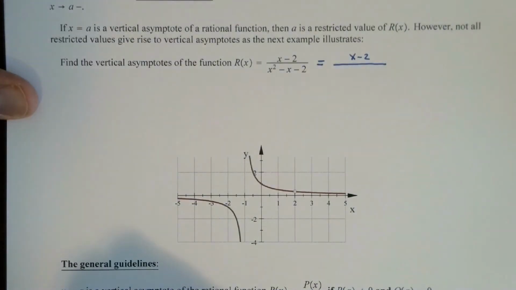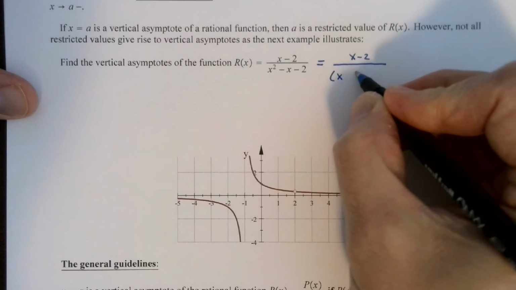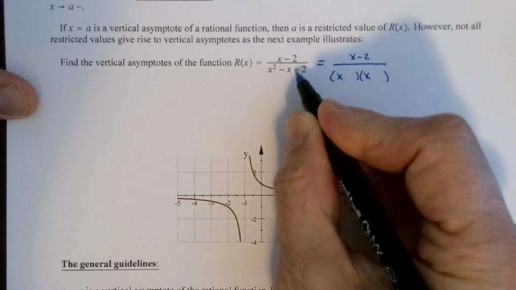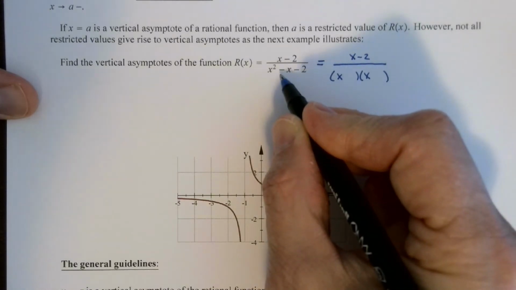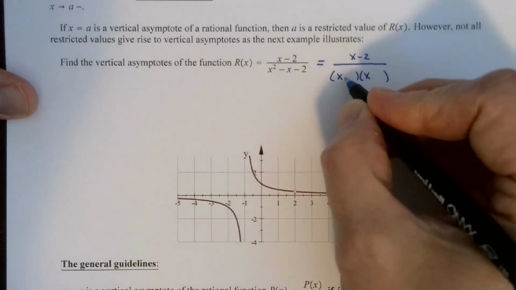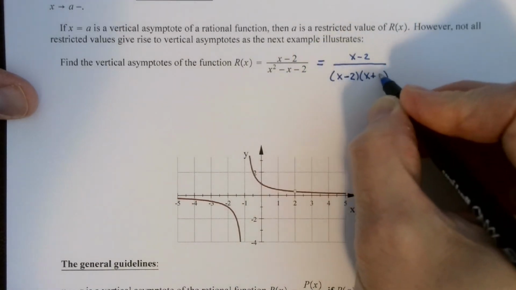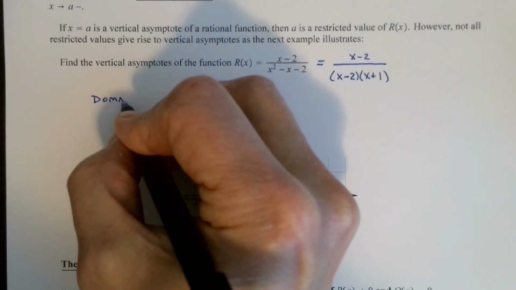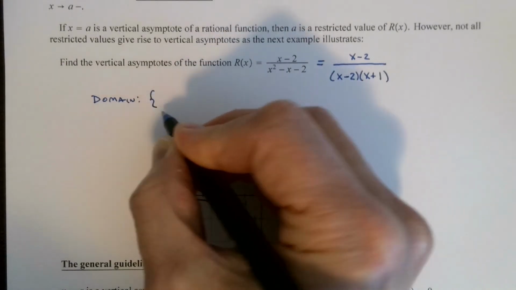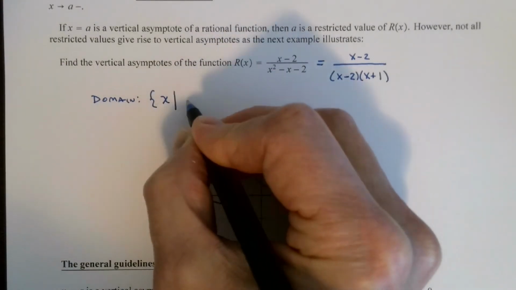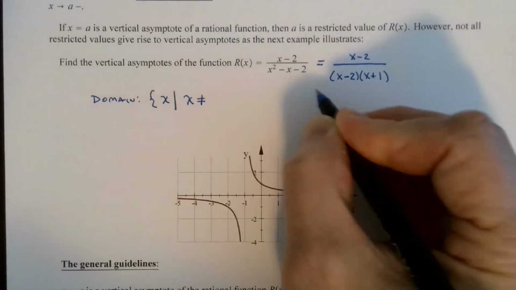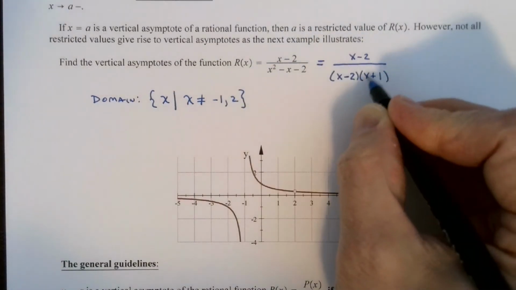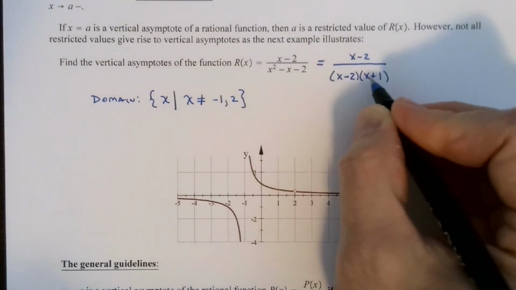You should be able to factor that, right? Since the coefficient in front of x squared is 1, we've got the product of the two numbers is negative 2, and they add together to give you negative 1. So it's got to be negative 2 and plus 1. So I can clearly see that the domain for the function r of x is all real numbers x such that x is not equal to negative 1 or 2. Right? If it's negative 1, I've got a problem, and if it's 2, I've got a problem, right? Those are the two problems.